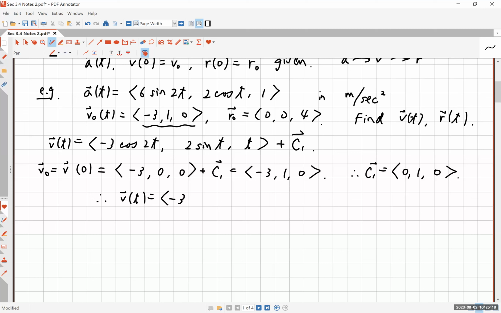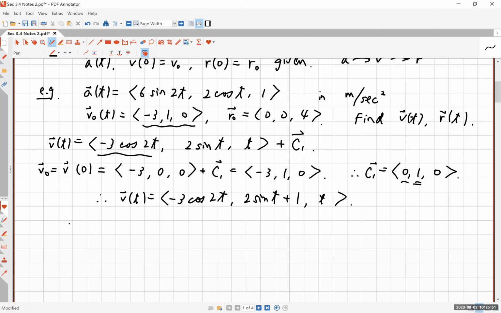It is negative 3 cosine 2t, that's this part, plus 0, and then 2 sine t plus 1. Okay, now this is important. And then t plus 0 is, of course, t. So this is our complete description, or the full answer for the velocity function: negative 3 cosine 2t, comma, 2 sine t plus 1, comma, t, right? It's important to denote that, right?